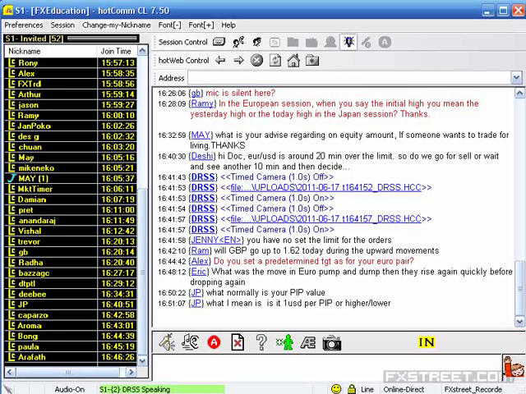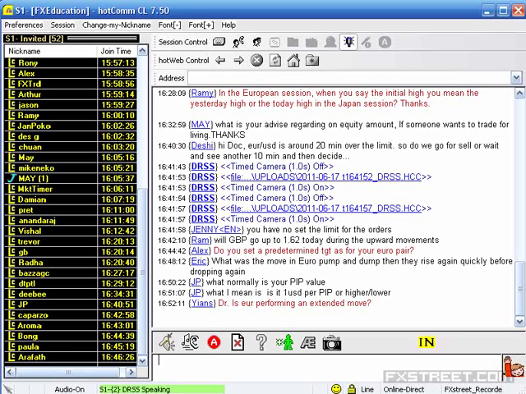Will GBP go up to 1.62 today during the upward move? They may not. They may make an upward move and stop. And Alex, do you set a predetermined target for your euro pair? No, I'll keep the limit initially closer to the low. When the going is good, then I'll trail my stop from 40 to 30, maintaining about 15 to 30 pips away from the market.